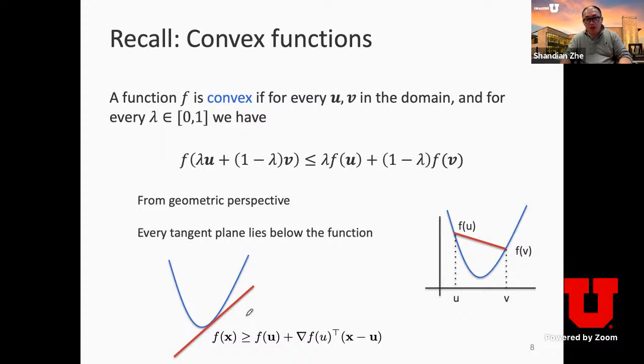And another interesting property of a convex function is that if this convex function is differentiable, we know this inequality always holds. What does this inequality mean? For an arbitrary function value at x and an arbitrary function value at u, we always have this inequality that f of x is bigger or equal to f of u plus the inner product between the gradient of f at u and x minus u. So what does the right-hand side mean? Any thought?